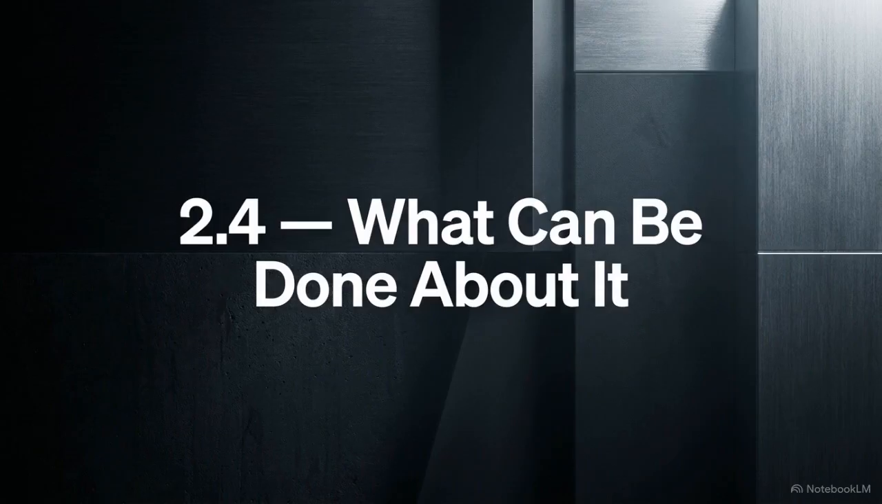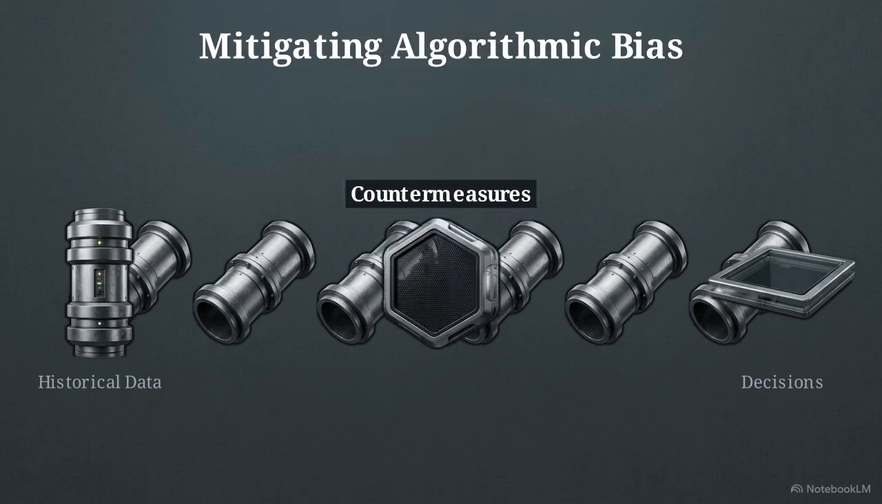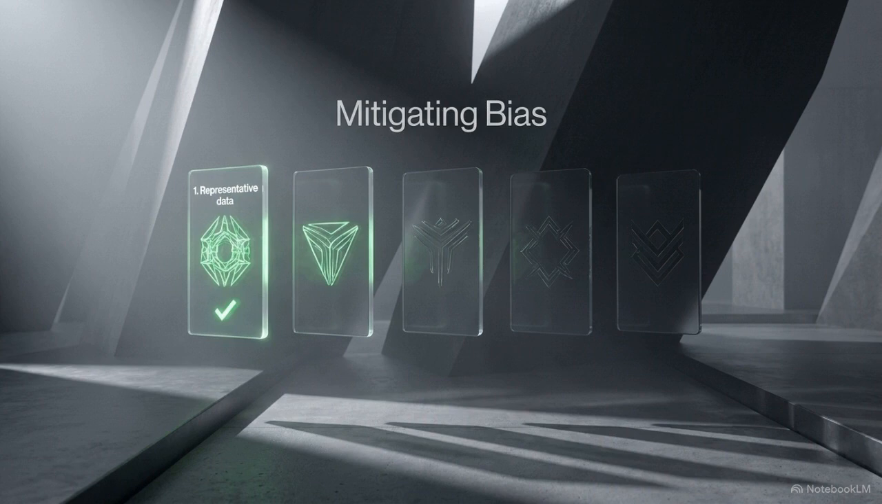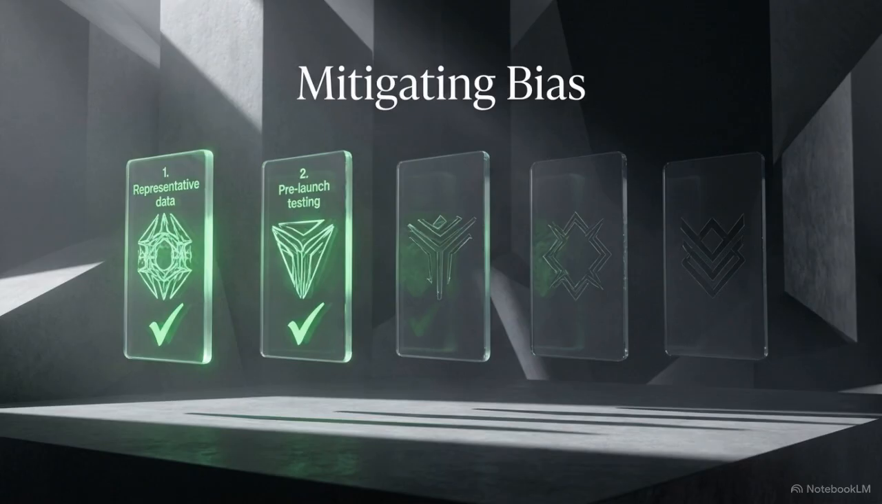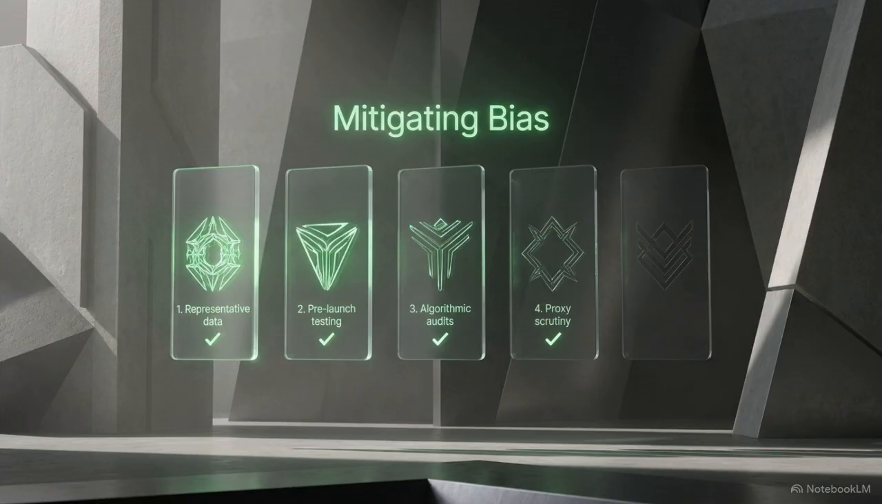Bias is not a mysterious curse. It is a problem with known countermeasures. Algorithmic bias is a known structural problem, requiring strict practical countermeasures to reduce the risk. First, engineers must build highly representative training data, ensuring every demographic is included. Second, teams must test models for unequal outcomes before they are deployed in the real world. And third, organizations need to submit their systems to regular, independent algorithmic audits. Furthermore, developers have to carefully scrutinize their proxy variables for hidden demographic tracking.